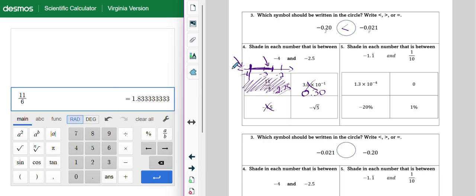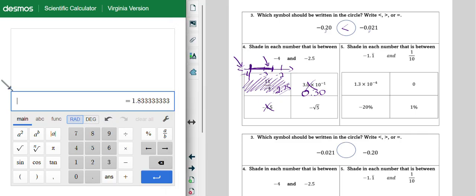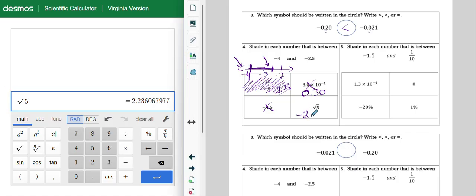That one's too small. And then the square root of 5 changed into a negative. That's negative 2.236. So negative 2.2 versus negative 2.5. Negative 2.5 is right there. Negative 2.2 is a smaller negative, so it's a bigger number. It would be just to the right, meaning it's outside that range, so that's out too. It's just that one.